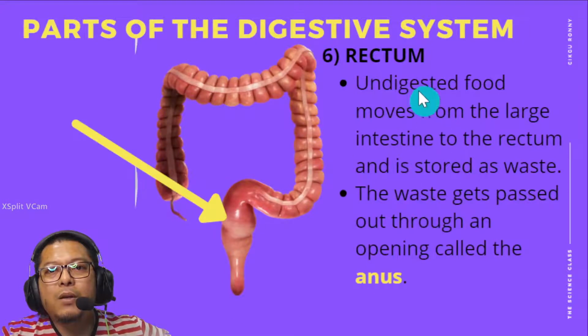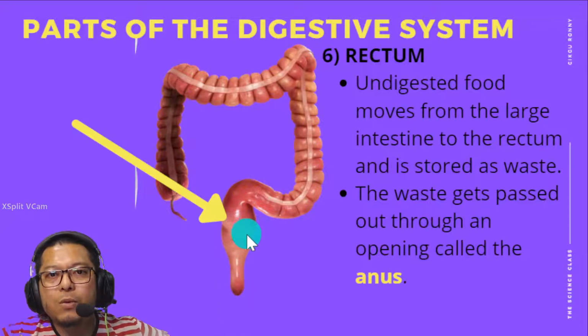And then what happens after this? Six, rectum. So this part is called rectum. Undigested food moves from the large intestine. From here it moves and moves here into the rectum and is stored as waste. The waste gets passed out through an opening called the anus. So here is where our feces are stored, and it will pass out. Buang air besar here. So here the stored undigested food will go here, water is absorbed, and it will be stored here and pass out over here, the anus, this one.